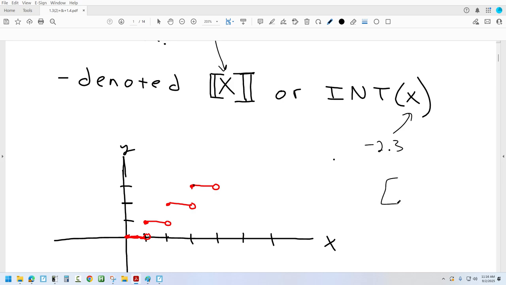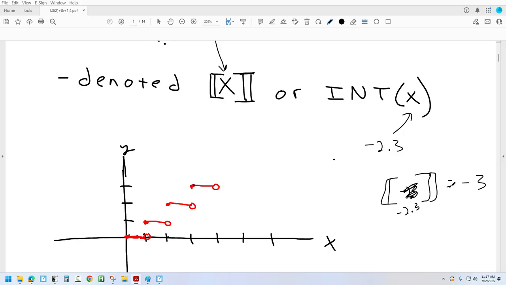If you did negative 2.3, that would give you negative 3.